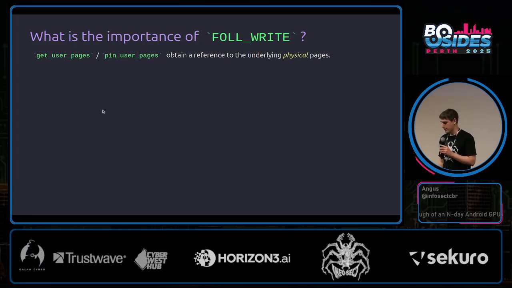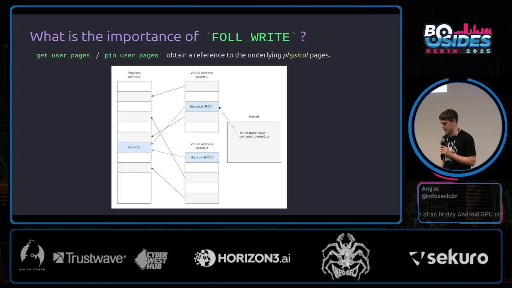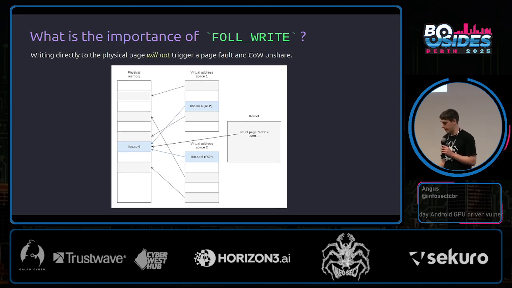Now, the way get_user_pages and pin_user_pages work is they obtain a reference to the underlying physical memory. So if I call get_user_pages on a copy-on-write shared page, it's going to follow the pointers and find that it's this shared physical memory here. And the kernel is going to get a pointer to that underlying physical memory, which is fine as long as you're reading. But if the kernel wanted to write to those underlying pages, this would be bad because it would be writing to memory that's shared by two different processes, which breaks our core security guarantees.